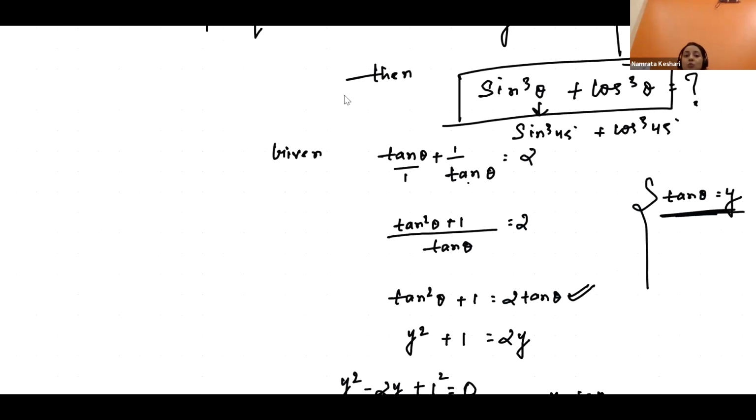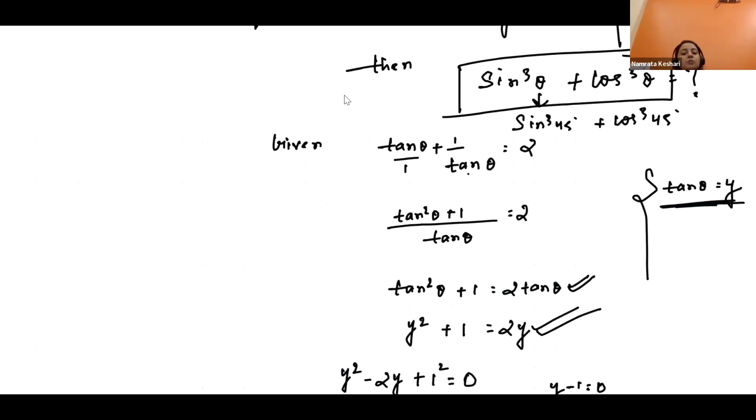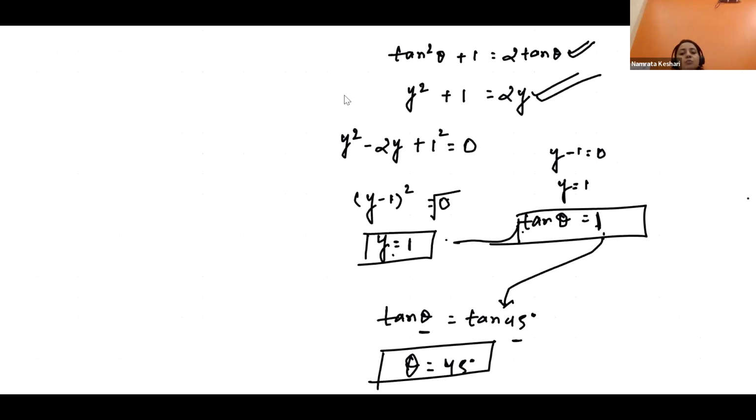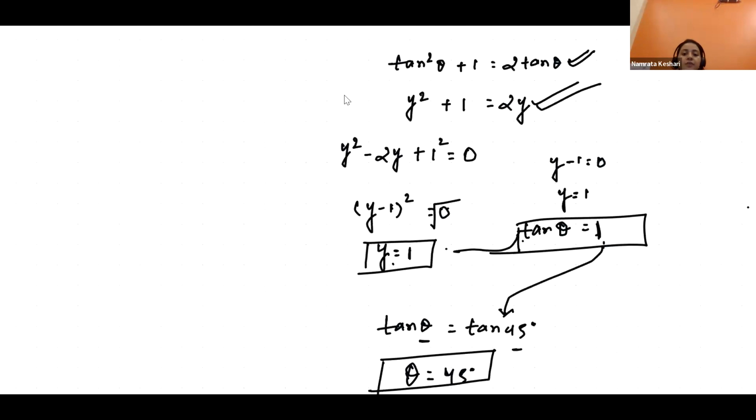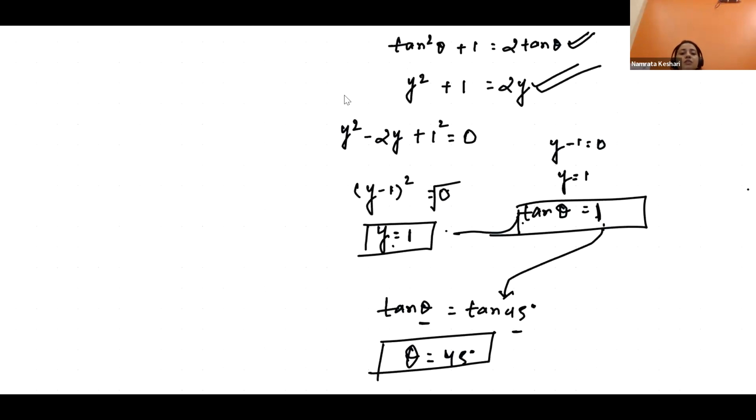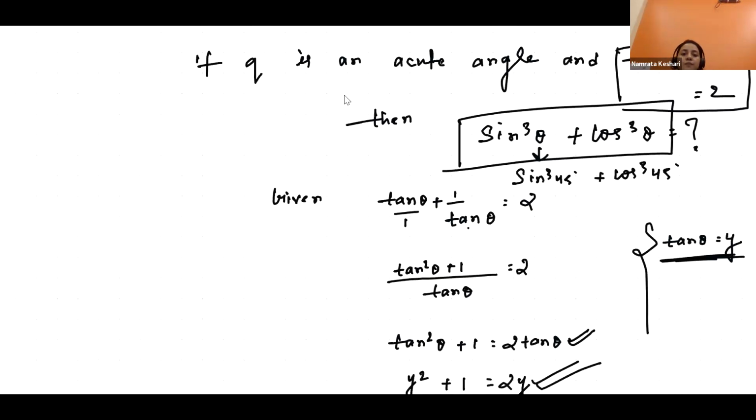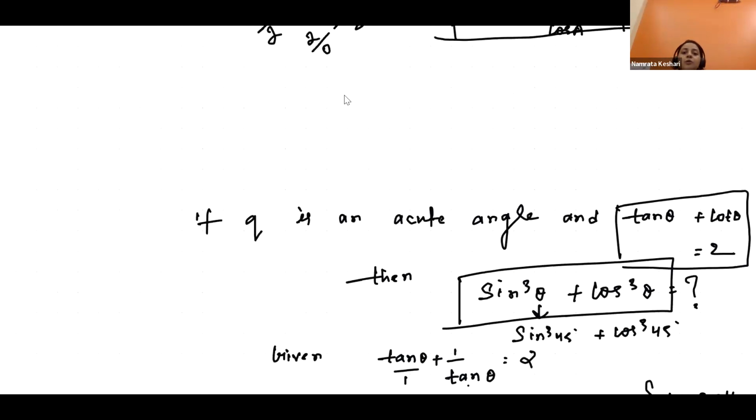Now you will identify it as well. Oh yeah, yes, it is quadratic in form. So we can find the root, and we got the root. Y is 1. Okay, you can use splitting the middle term, you can use the formula. Y is 1 means tan theta is 1. Okay, that means tan theta is tan 45 degree. From here we are getting theta as 45 degree. Now whatever is asked, if we know theta, we can do the calculation. Is it crystal clear to all of you? Is it clear?